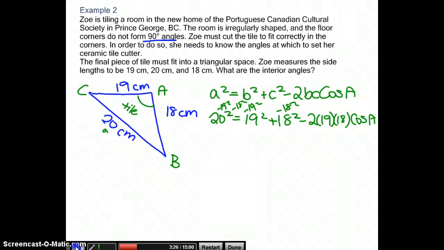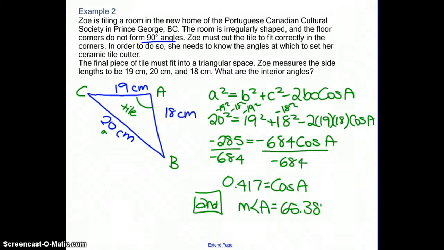And we end up with negative 285, which then when we multiply negative 2 times 19 times 18, we get negative 684 cos A. Divide both sides by negative 684 to get a small decimal number, which is 0.417. Then we need to get rid of our cos to just get our angle. So we hit second function, cos, which is our inverse, to get the measure of angle A equals 65.38 degrees.